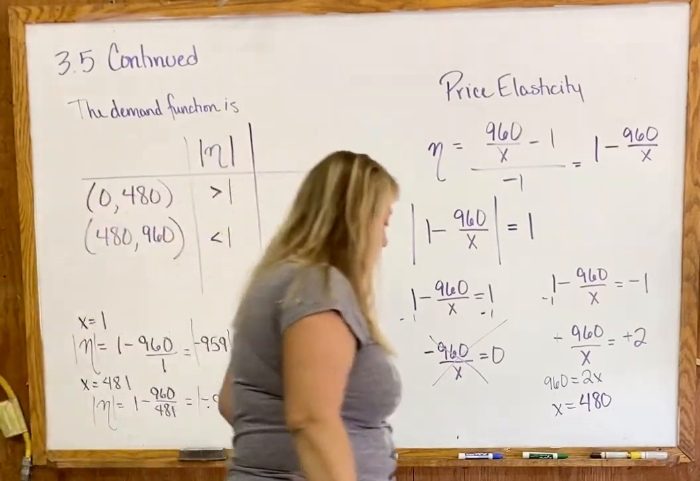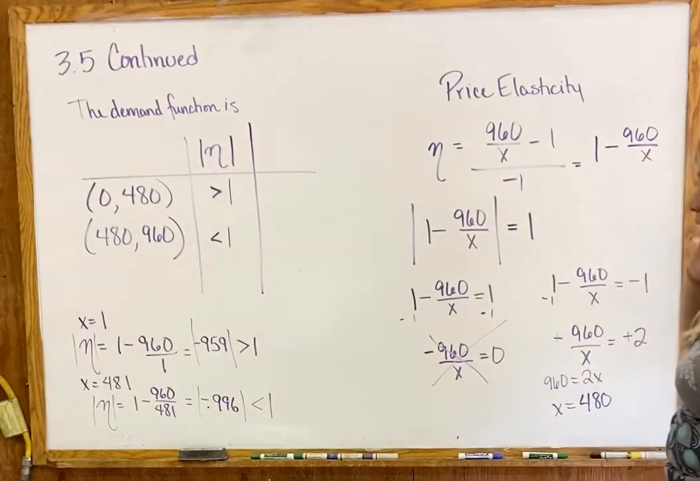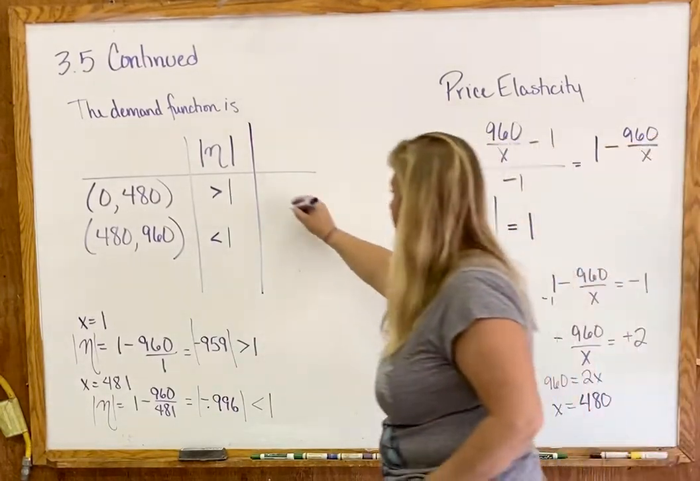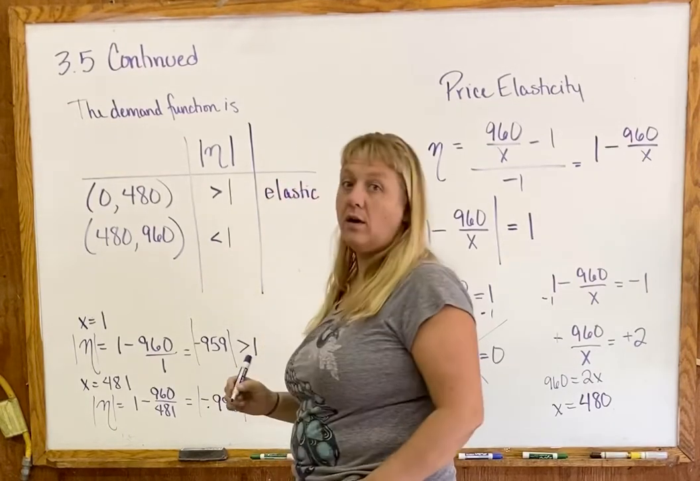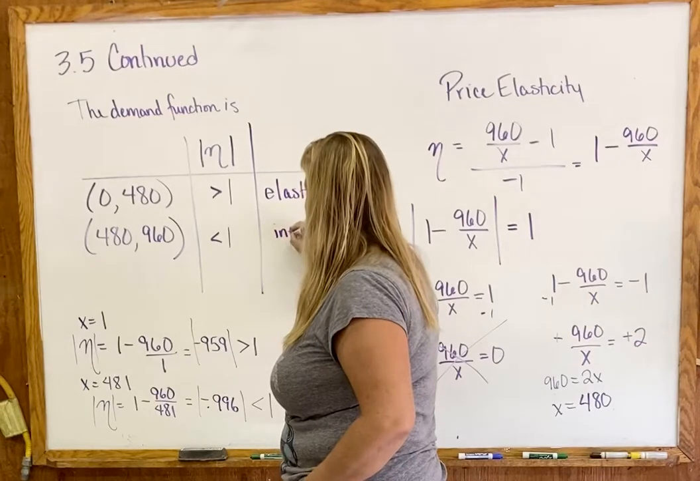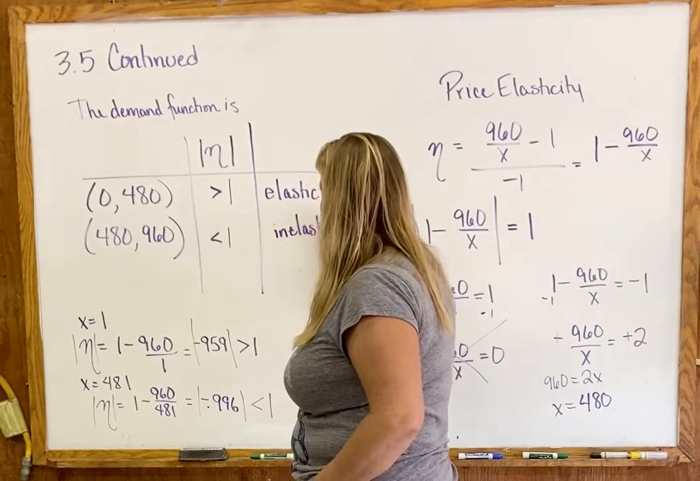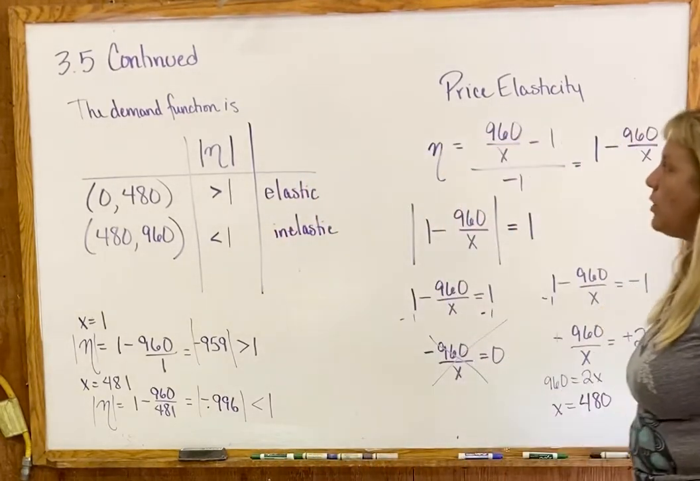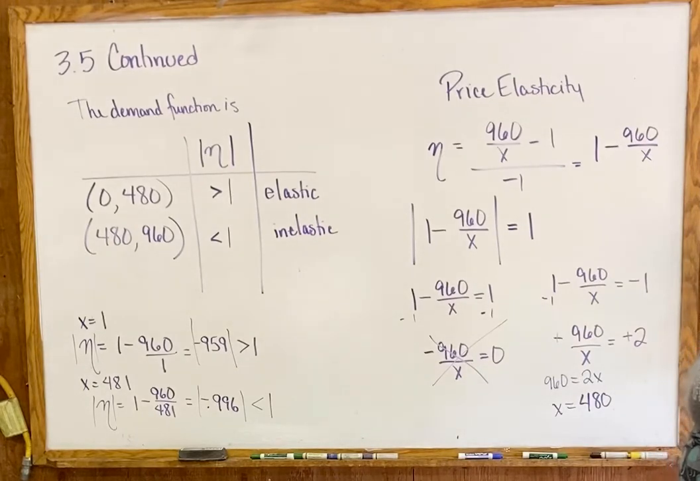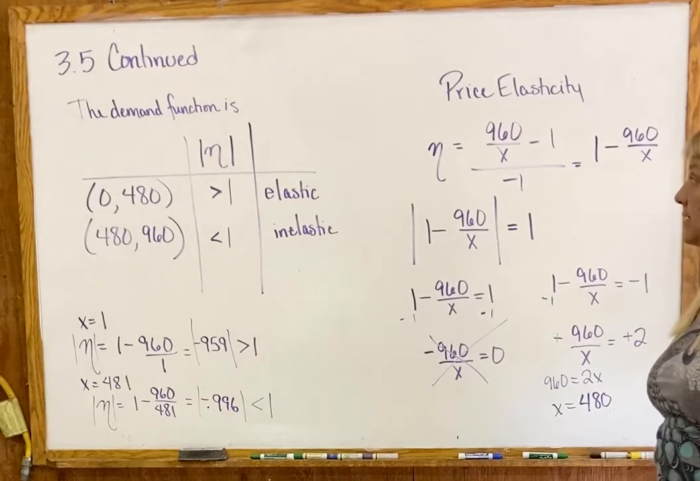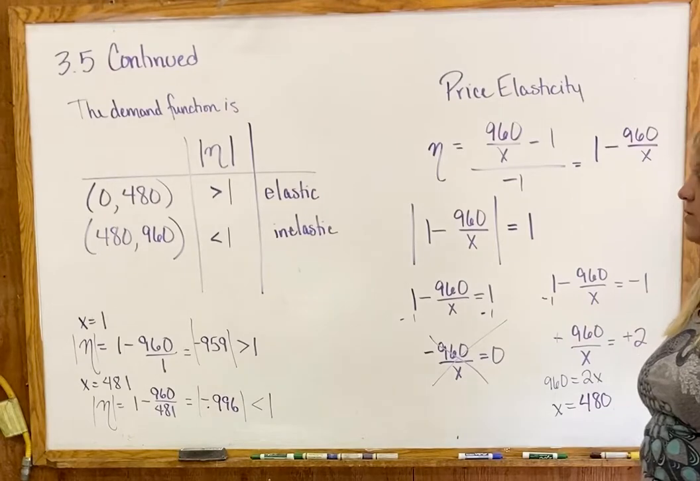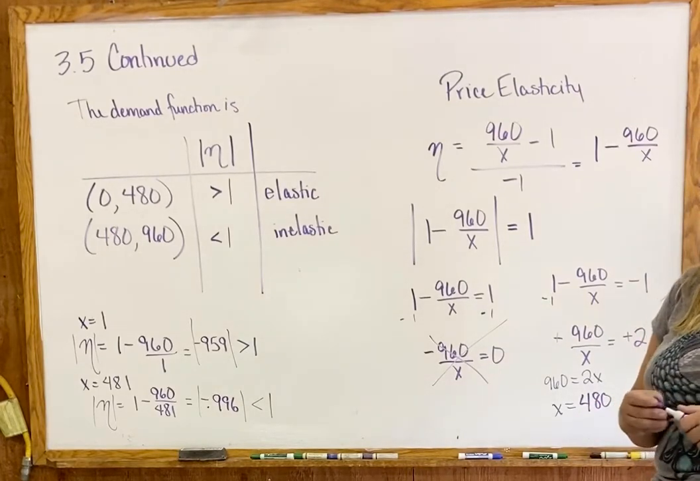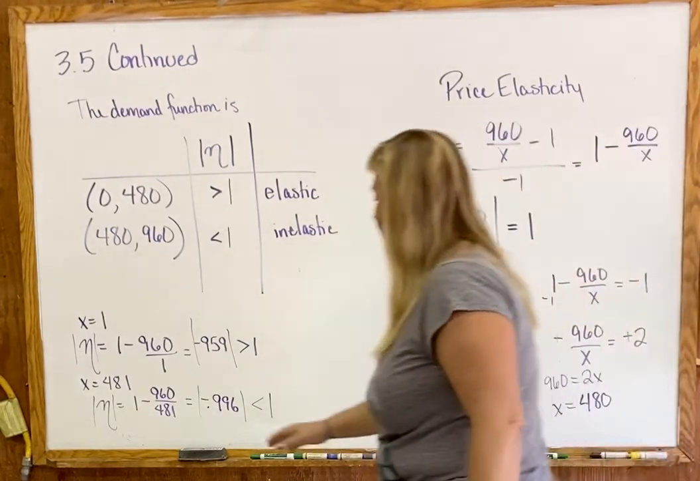So then remember that when we are greater than 1, we are elastic. And when we are less than 1, we are inelastic. So when you produce between 0 and 480 units of this product, then your demand is going to be elastic. Okay, but if you go from 480 to 960, your demand will be inelastic. Okie dokie.